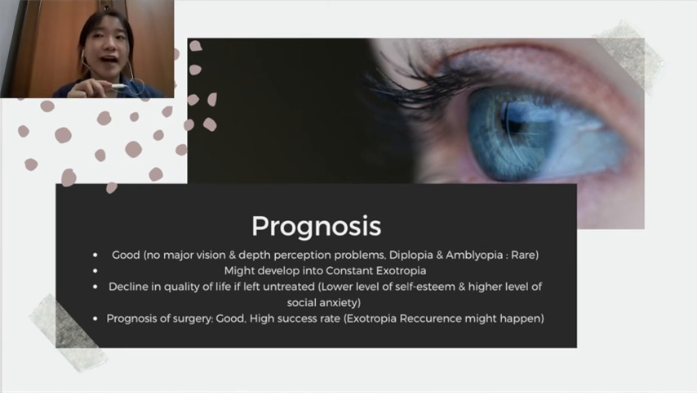Although there are no major eye function problems, if left untreated, intermittent exotropia can cause a decline in quality of life, as it is reported that the patient might develop lower self-esteem and a higher level of social anxiety. In fear of these psychosocial problems, parents usually get their child's XT treated before they enter school life. Strabismus surgery itself is a commonly done operation and it has a high success rate. So overall, the surgery prognosis is good, but recurrence might happen.